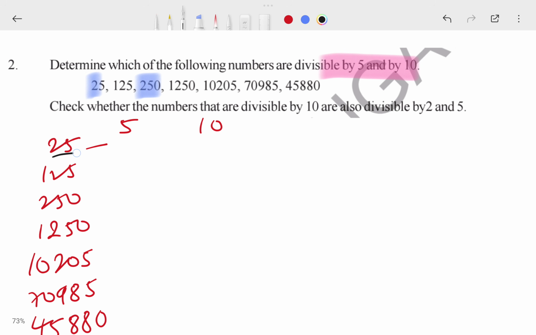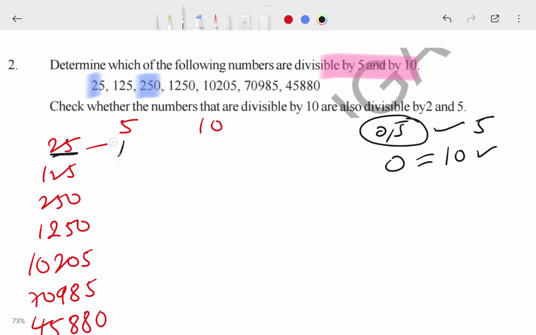So is 25 divisible by 5? Yeah, if there is a 0 or 5 at the end, it is divisible by 5. If there is only 0 at the end, it is divisible by 10. So is it divisible by 5? Yes, because 5 is at the end, so it is divisible by 5. Is it divisible by 10? No, because there is no 0 at the end, so it is not divisible by 10. Okay, so I will make a cross line. This has a 5 there.